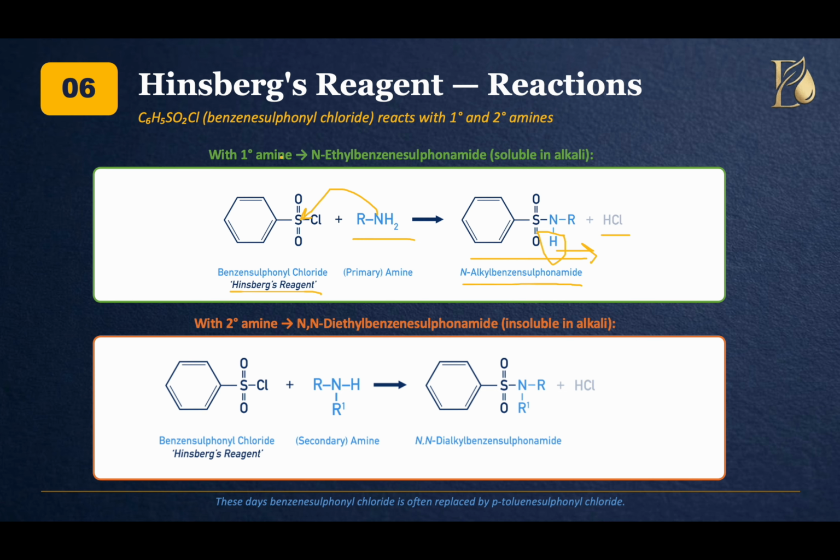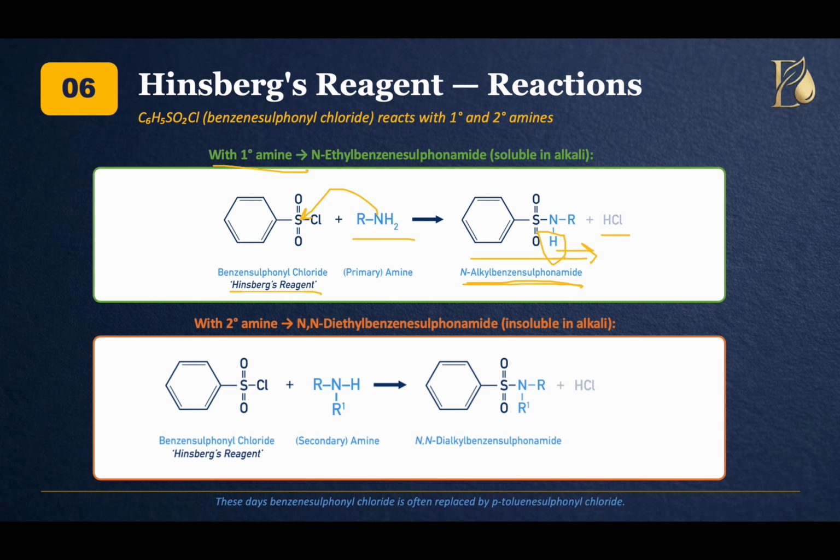So that is the reaction of primary amines with Hinsberg's reagent. What is the product? You will get N-alkyl benzene sulfonamide, and there is a hydrogen atom which is highly acidic because of the strong electron withdrawing nature of the sulfonyl group. Therefore, in the presence of alkalis, this acidic hydrogen is removed and the compound forms a soluble salt, making the product soluble in alkali.